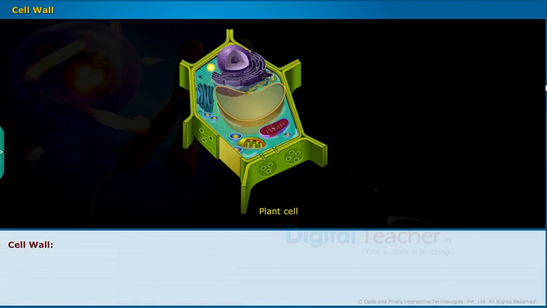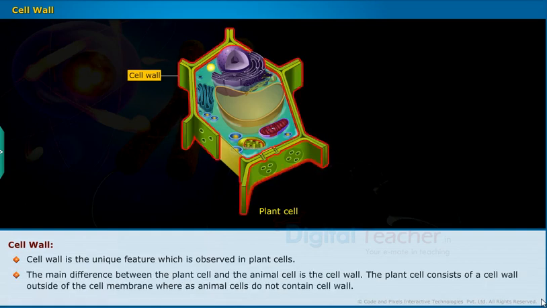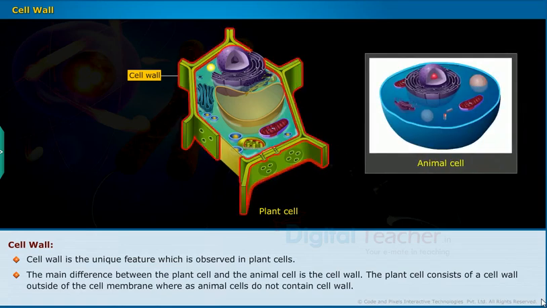Now, let us study about the other important extra layer of the plant cell called the cell wall. Cell wall is the unique feature which is observed in plant cells. The main difference between the plant cell and the animal cell is the cell wall. The plant cell consists of a cell wall outside of the cell membrane, whereas animal cells do not contain cell wall.